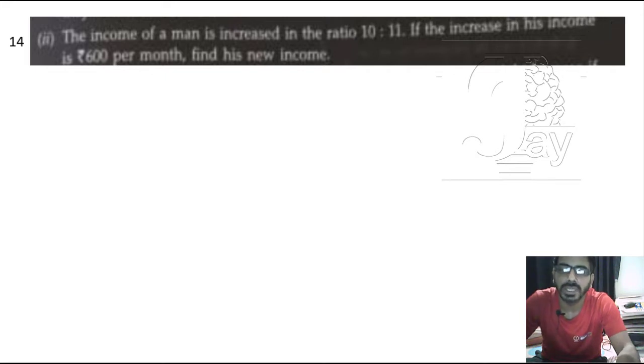This question number 14 says the income of a man is increased in the ratio 10:11. So whatever his income was in the previous month, that was 10 times, and now it is 11 times, and the increased amount is given, 600 per month. So if it is 1000 rupees this month, then it is 1600 the next month. So 600 is the increment amount per month. So you have to find the new income.